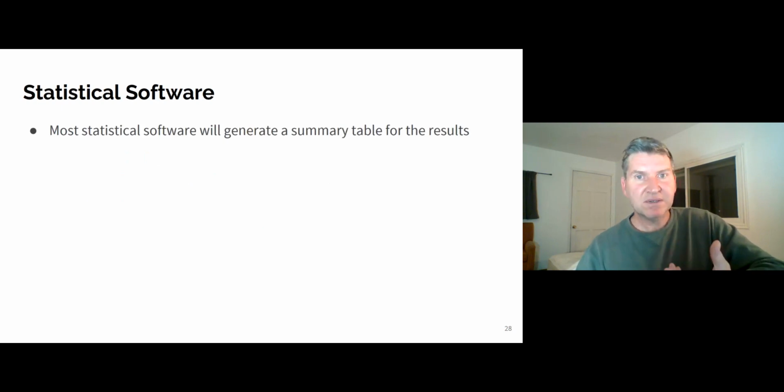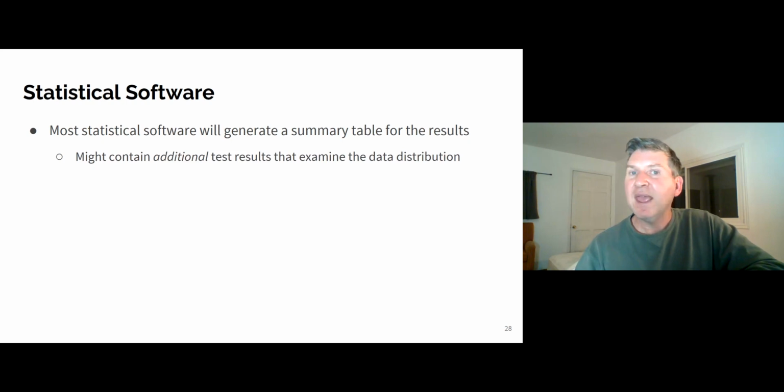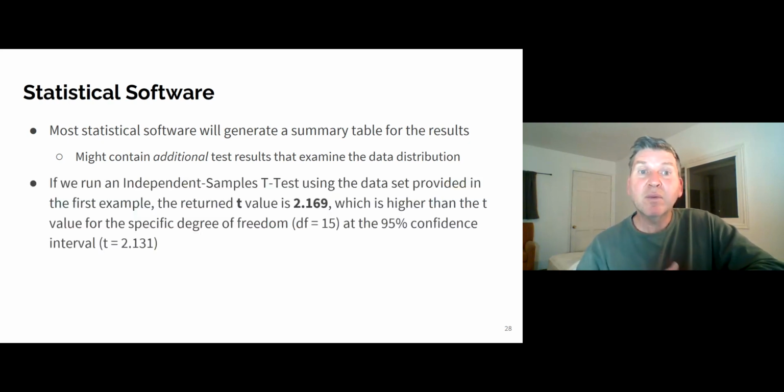So most statistical software will generate a summary table for the results. They have other results that examine the data distribution, and they have descriptive statistics like we talked about last lecture. So if we ran an independent samples t-test, and that's a what? That's a between group study. And remember what that means. We have each group of participants only using one of the particular software tools.